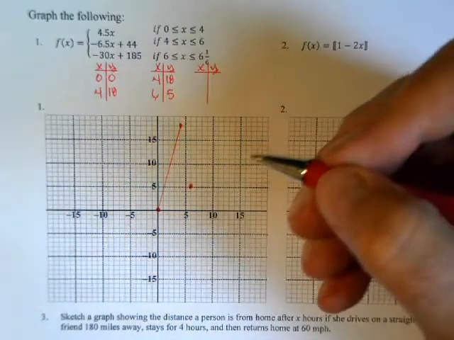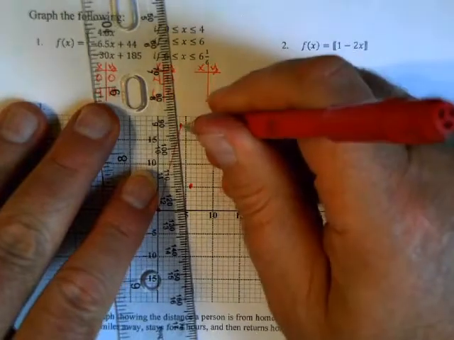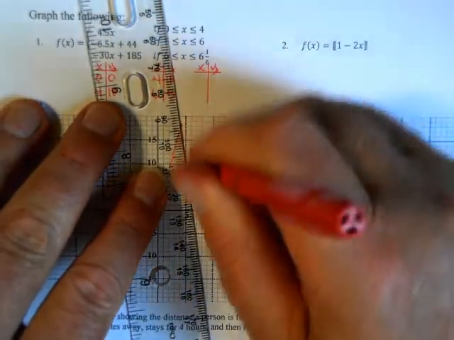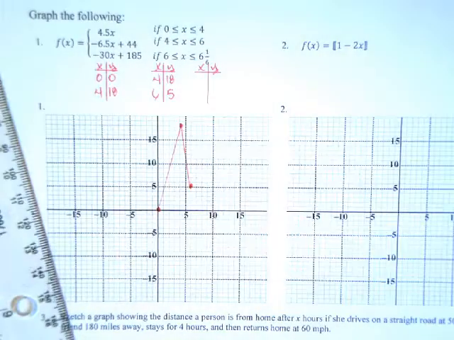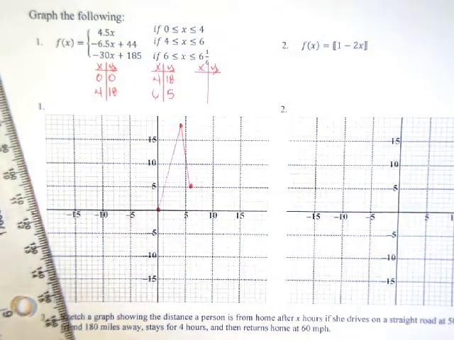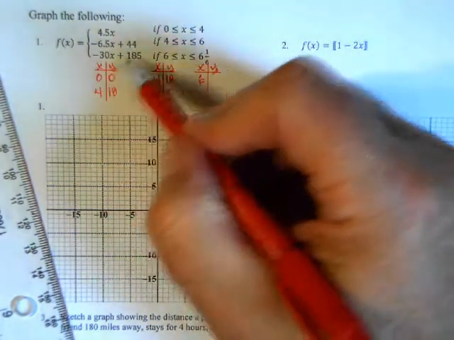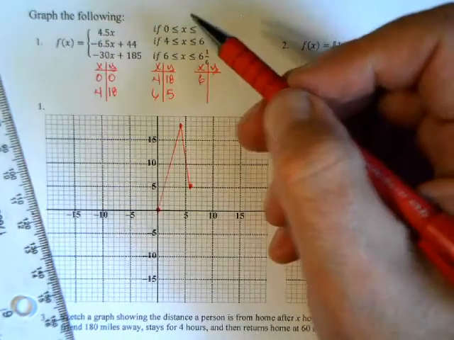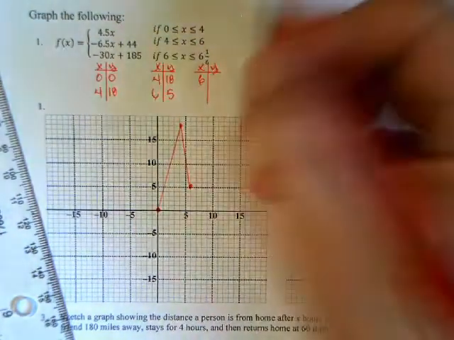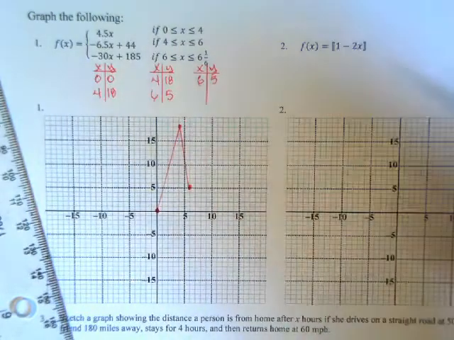The next one, so right there. And the last one starts at 6. Again, plugging in 6, 6 times negative 30 is negative 180. Negative 180 plus 185 is again 5. So we will be continuous.